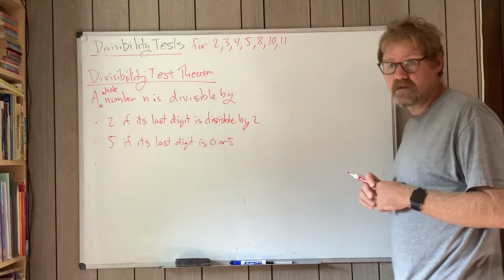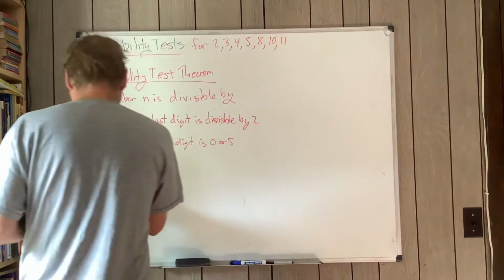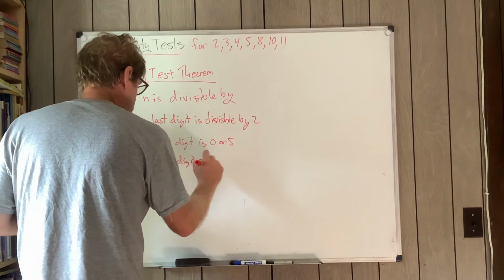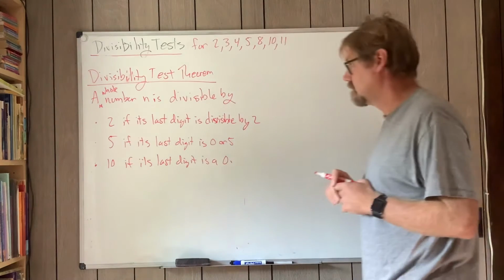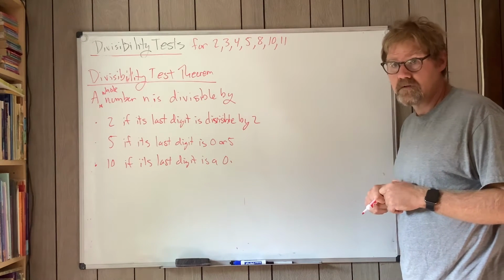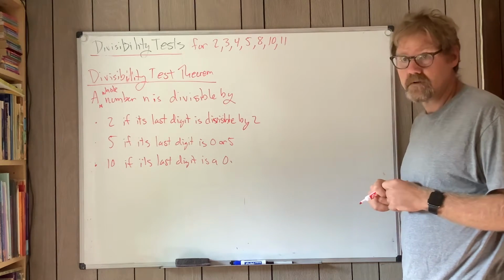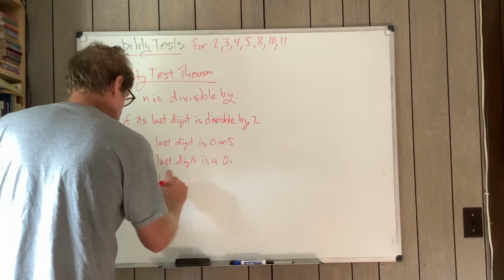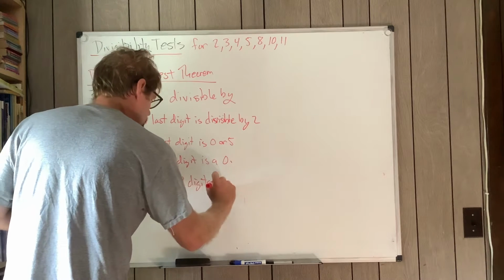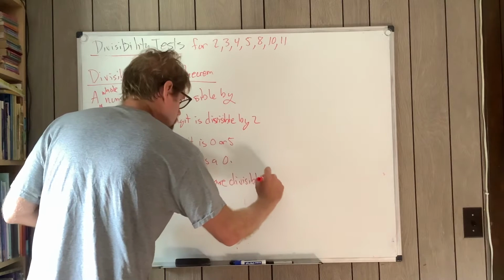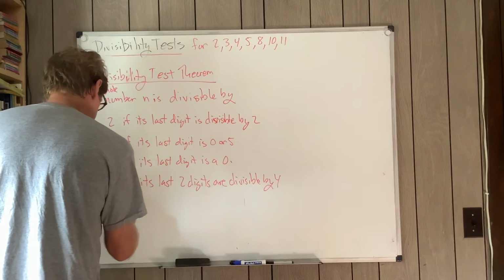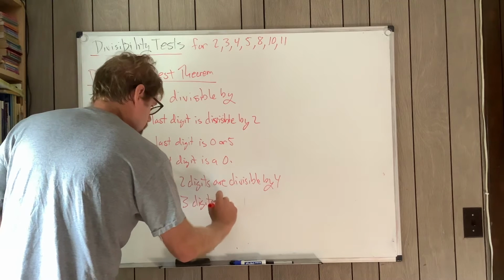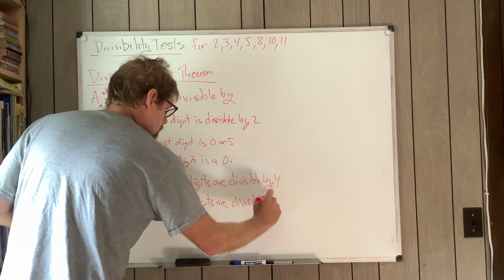10 if its last digit is a 0. 4 if its last 2 digits are divisible by 4, and 8 if its last 3 digits are divisible by 8.